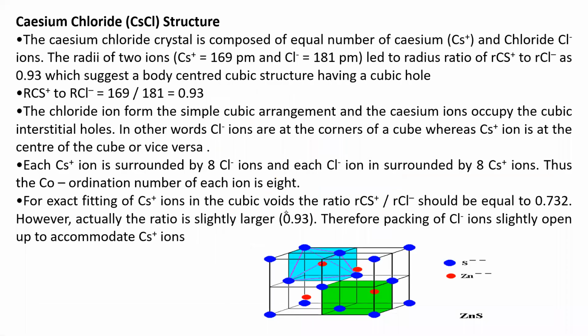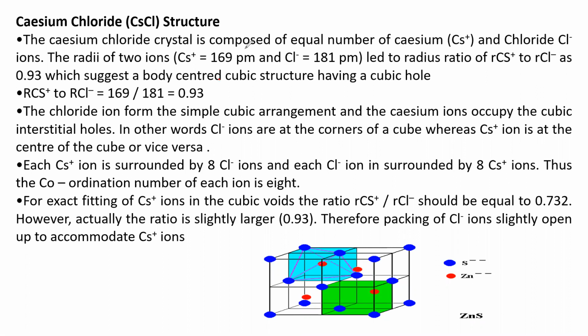Next, we have cesium chloride structure, very, very important. So the cesium chloride crystal is composed of equal number of cesium and chloride ions. The radii of the two ions, cesium 169 picometers, these are all experimental values, and chloride ion 181 picometers, lead to the radius ratio of cesium to chloride of 0.93, which suggests it contains a body-centered cubic structure.